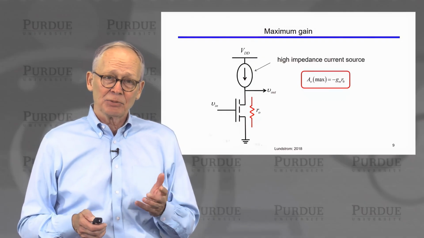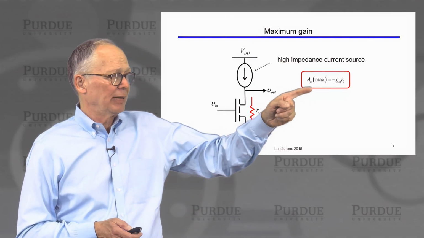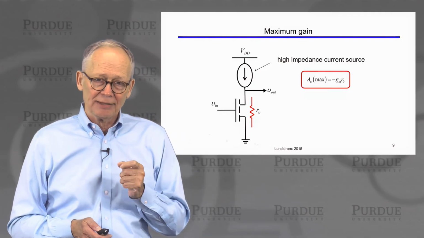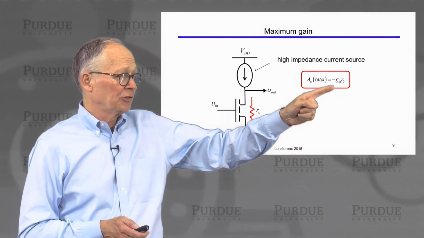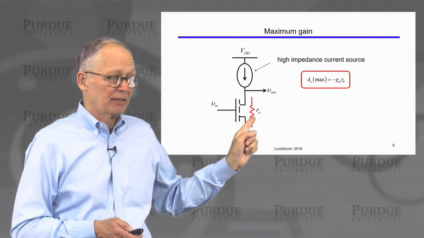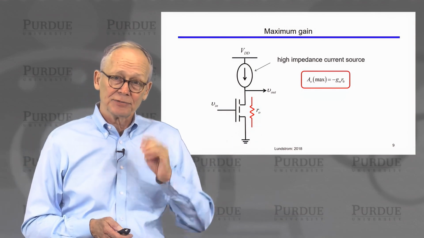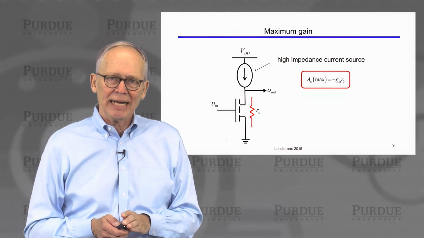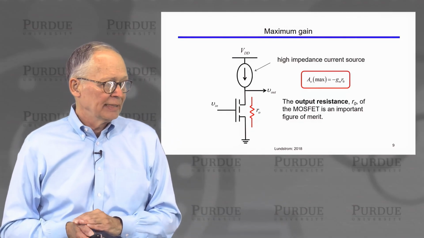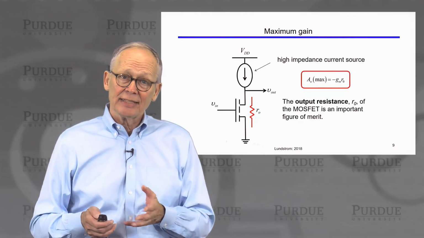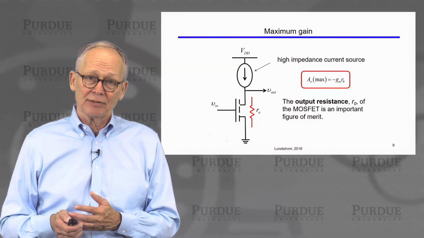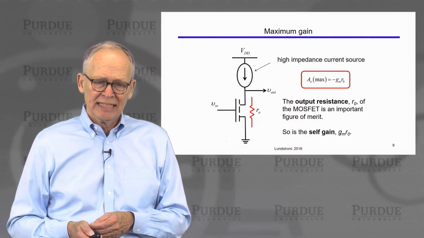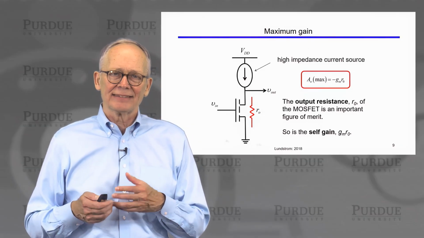We saw in a simple circuit that the gain of this circuit is minus g_m times the value of the resistor in the drain. Well, now the resistor in the drain is the small signal output resistance of the transistor itself. So minus g_m times r_out is the maximum gain that could ever be achieved. So the output resistance then is also a key figure of merit for a transistor. The higher it is, the higher this gain is. This gain is referred to as the self-gain.